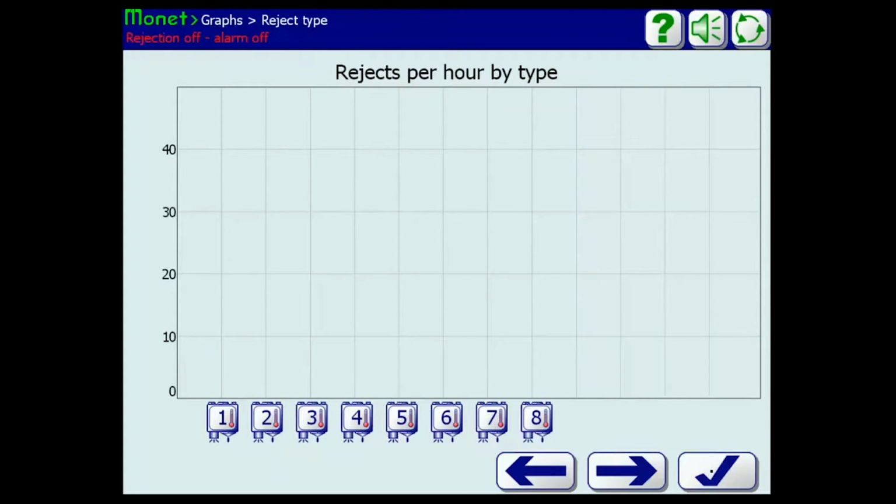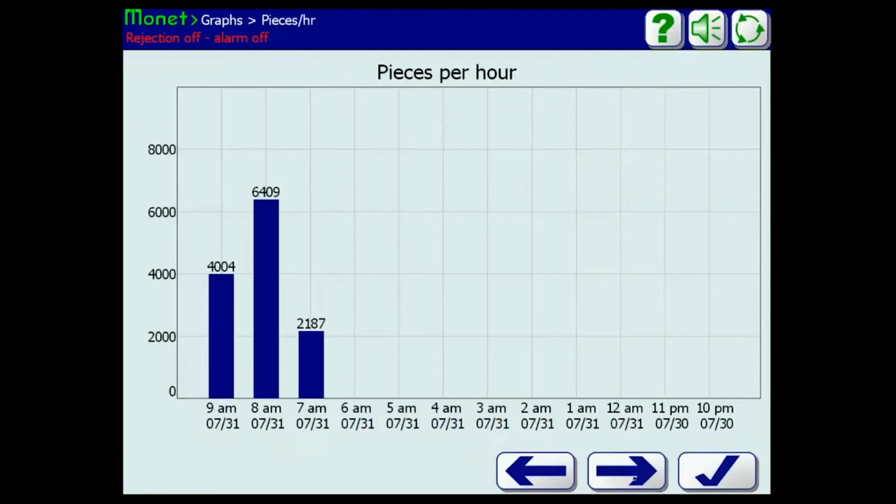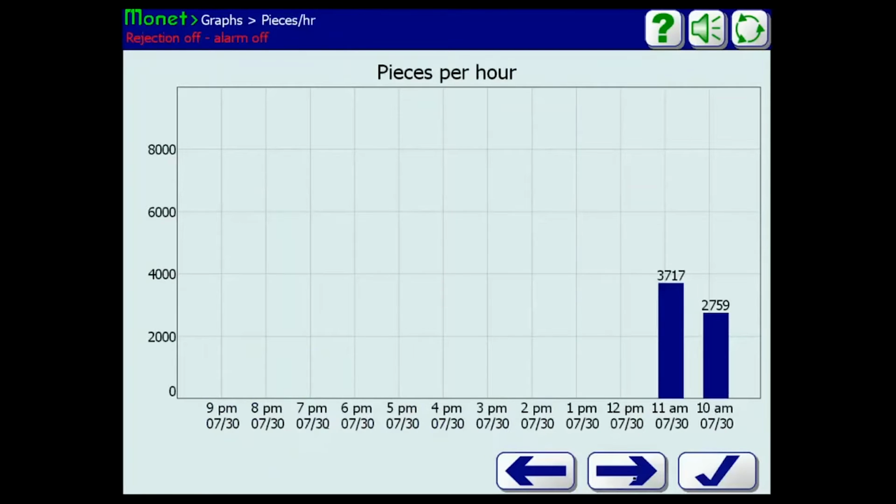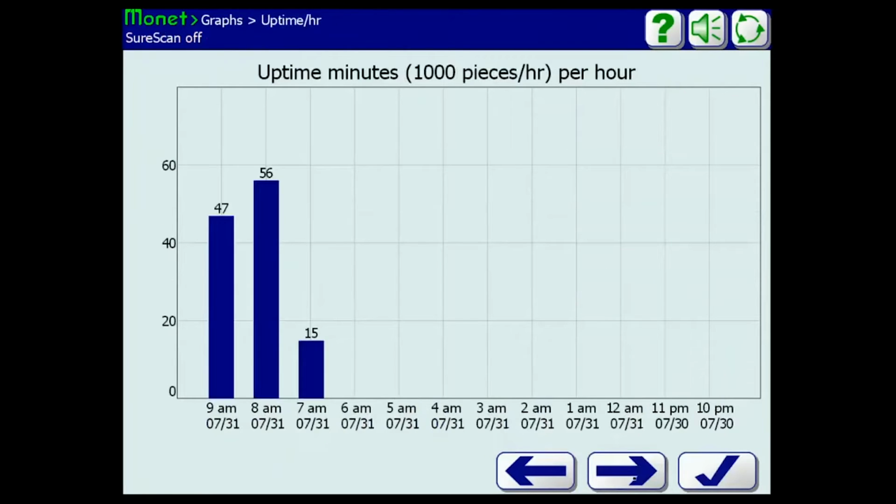Again, I can hit the check mark to leave this graph, or what I was going to show you is I can just continue hitting the arrow, and it'll take me around through all the graphs. So now I'm at pieces per hour, 24 hours. Then I'm at uptime minutes per hour.